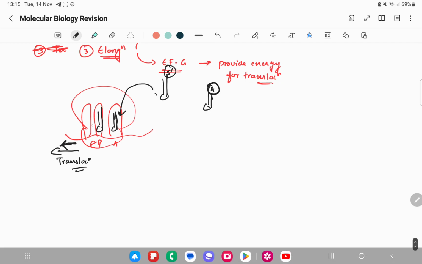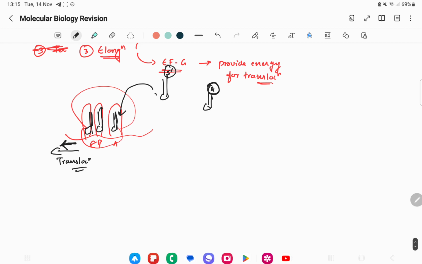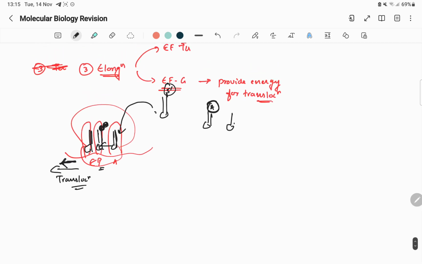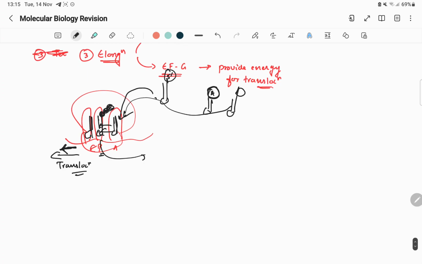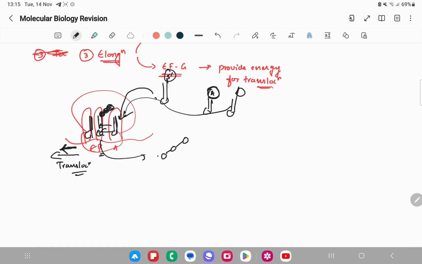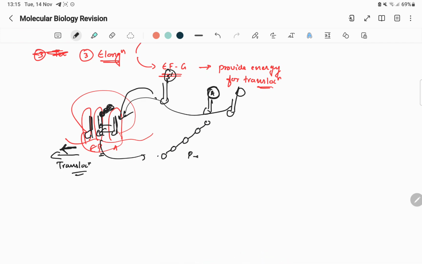After another translocation, this will go here, and give the amino acid here to this. Peptide bond formation will be there in the peptidyl transferase site, the P site. Then another amino acid will come, this will go here, and again on shifting it will form another amino acid. So there is the formation of the amino acid chain, one by one, in your P site, and the energy provided for translocation is by EFG.